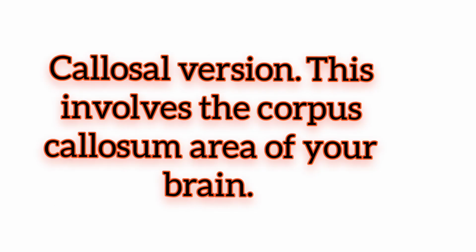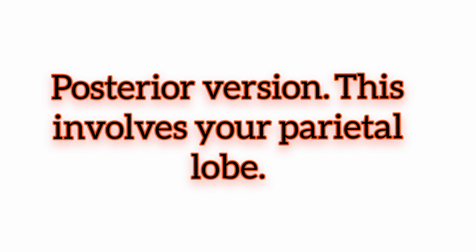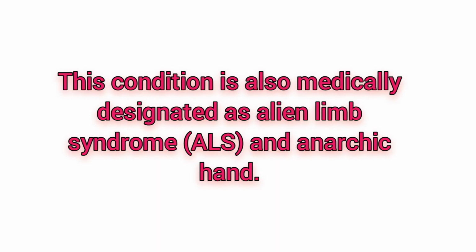Second, callosal version. This involves the corpus callosum area of your brain. Third, posterior version. This involves your parietal lobe of the brain. Alien limb syndrome is also called anarchic hand.